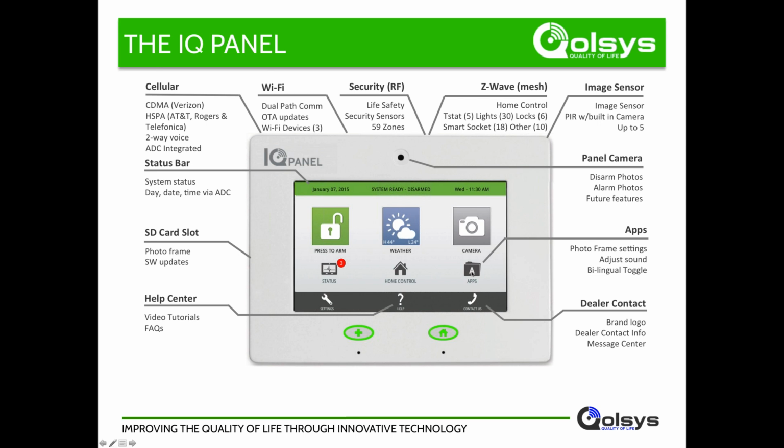We have an apps icon here on the right-hand side of the screen where we house a bunch of miscellaneous features and functions, things like photo frame, adjusting the sound. You can change the language from there. There's a dealer contact icon here at the bottom, the little phone icon, and if you touch this icon, it actually will have all your information, all the dealer information there. So it can have your logo, it'll say ABC Security, there's a message center inside there. You can actually push messages down to your customers, things like your bill is past due, etc.